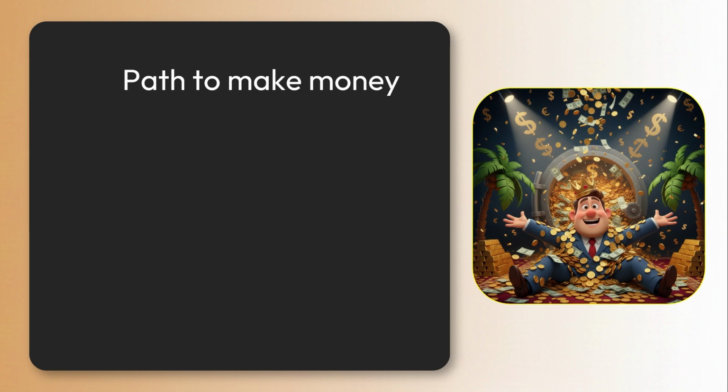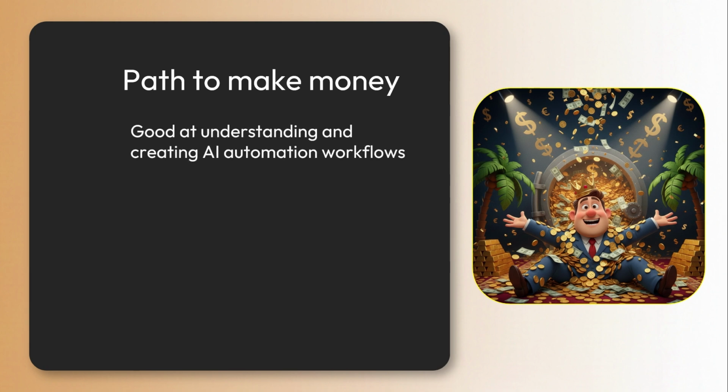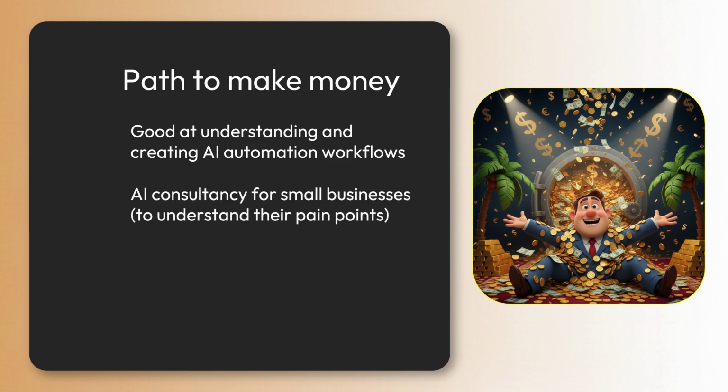Based on that, I have 4 steps for you to make money using AI agents or in general AI automation. The first step is to become good at understanding the concept of AI agents and creating AI automation workflows. There are tools like n8n, Make, Zapier. You can choose any one and you can learn how to make AI automations using AI agents.